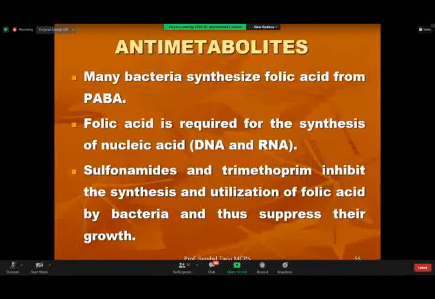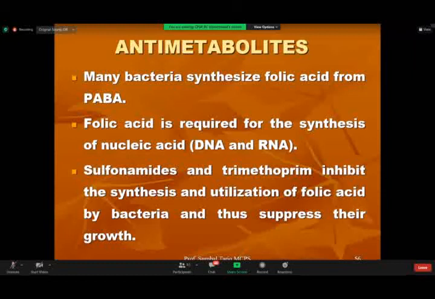And in this, we have the antimetabolites. An example of the antimetabolites are sulfonamides. As you know, bacteria synthesize folic acid from paraminobenzoic acid. And the synthesis of folic acid from paraminobenzoic acid is essential because folic acid is required for the synthesis of the nucleic acids of the bacteria, DNA and RNA. Therefore, sulfonamides and trimethoprim inhibit the synthesis and utilization of folic acid by bacteria and suppress their growth.